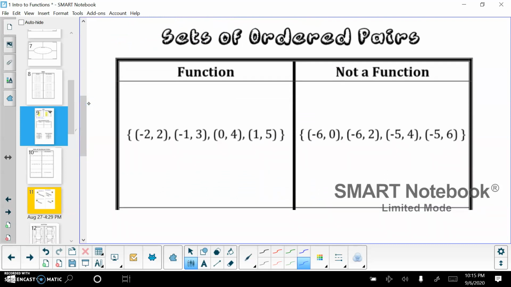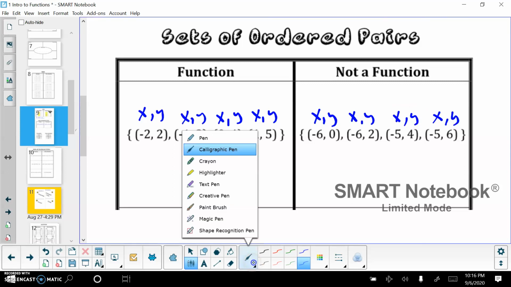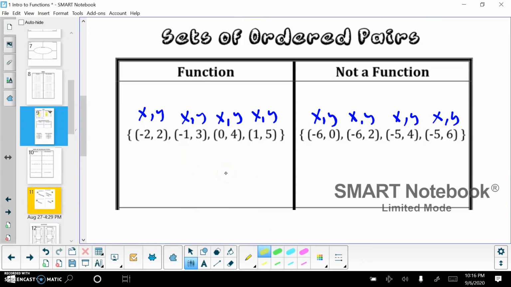Our next set is a set of ordered pairs. And once again, if we sort of remember the way these work, it's x first, y second as we go across the screen. So I'm just going to label these on each set. And once again, the thing that controls whether it's a function or not are the x values. So I'm going to highlight each x value. And I'm going to look at if there's any repeats.